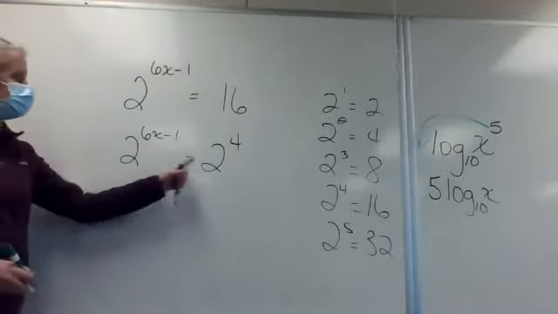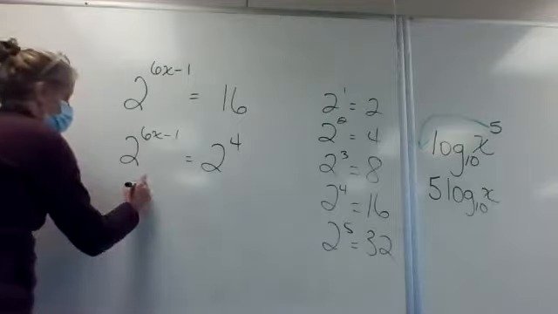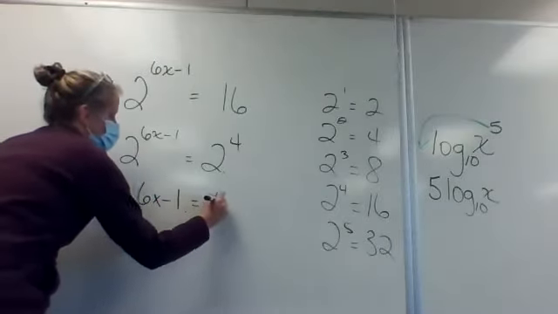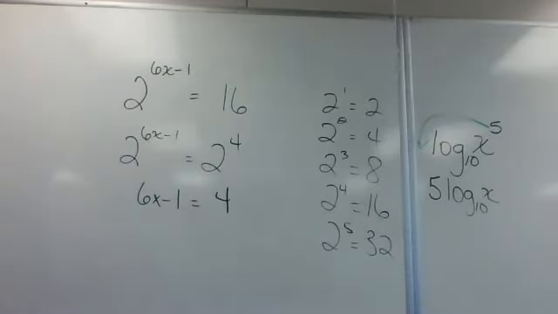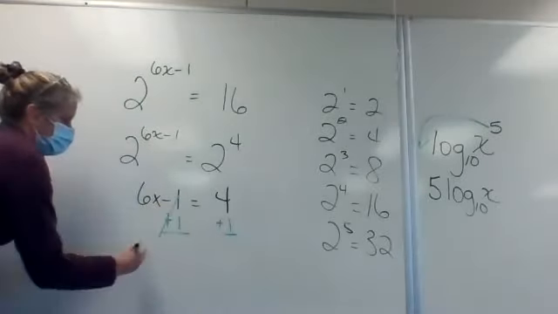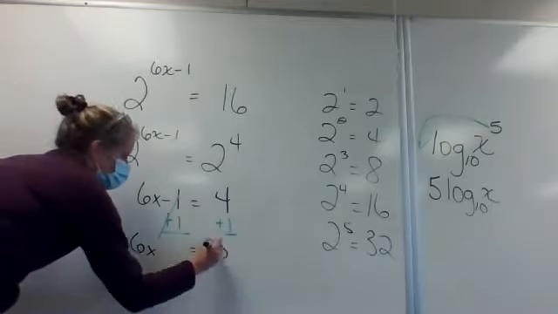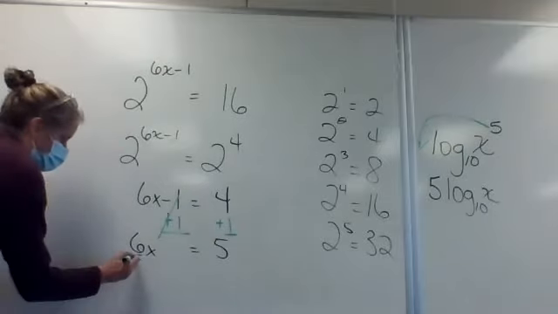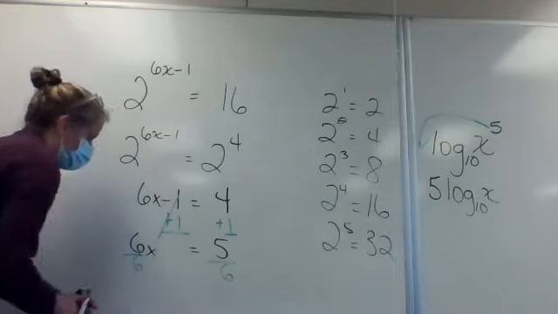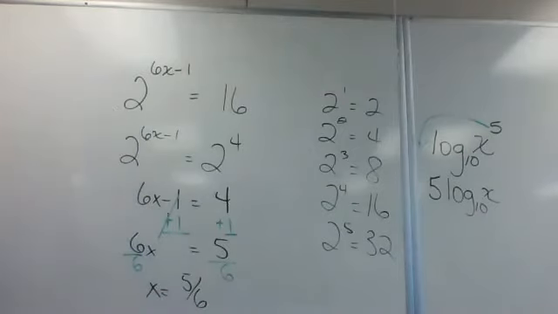So if you can make your bases the same, then just set up the equation with the exponents. So 6x minus 1 equals 4. And then solve it for the x. So add the 1 to both sides. So 6x equals 5 and divide by 6. So x equals 5/6.